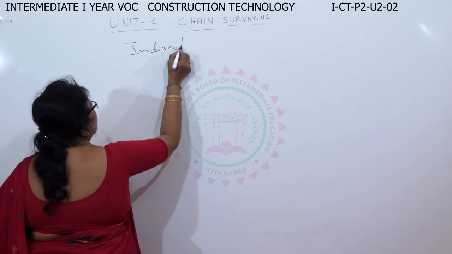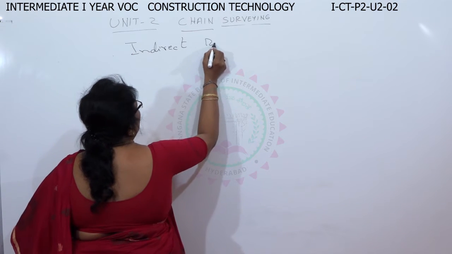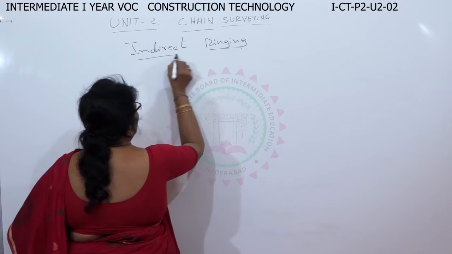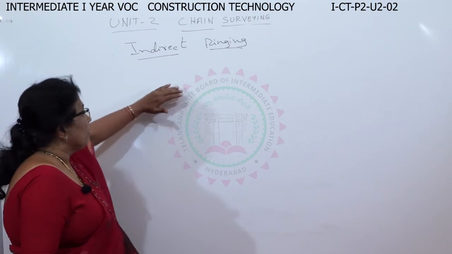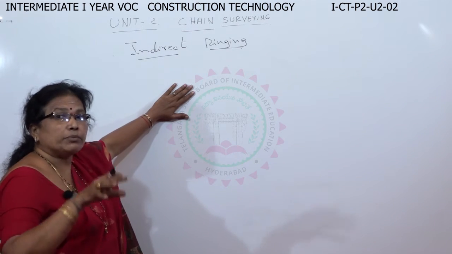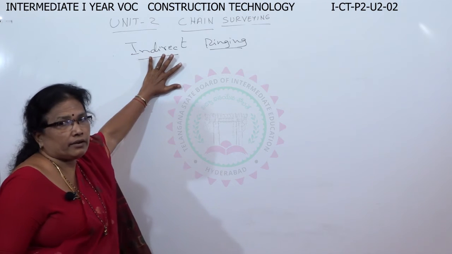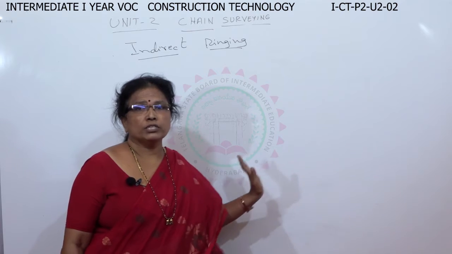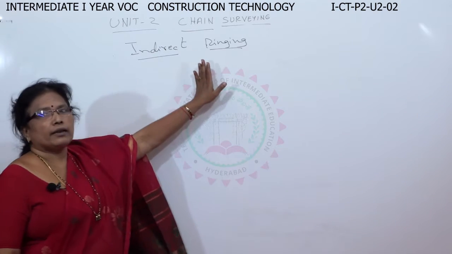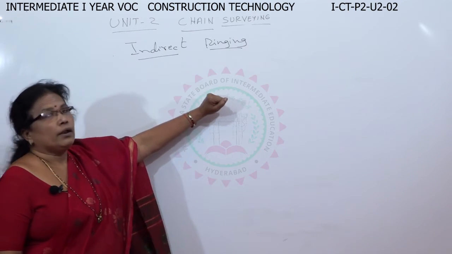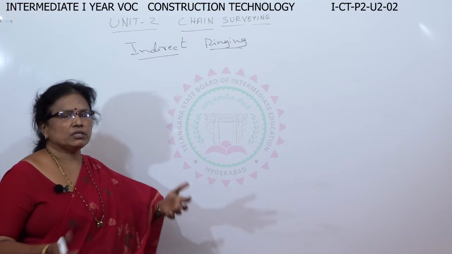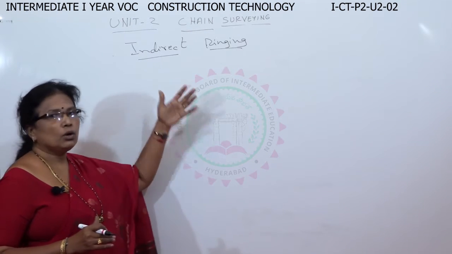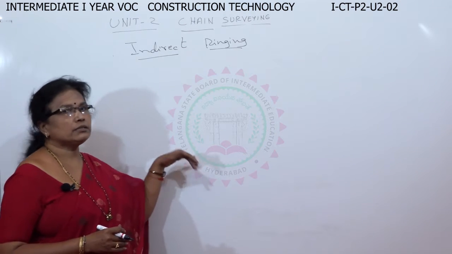This is the most important thing, a most important question and answer. Just write the purpose of why we do indirect ranging. What you have to write: when both the endpoints are not visible to each other, indirect ranging is done. In which situations? When high ground or any building intervenes between the 2 points, then both the points are not visible. That is the process.